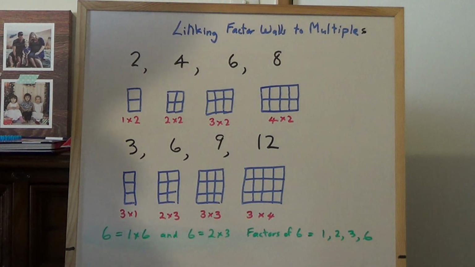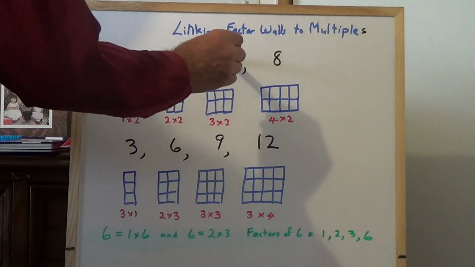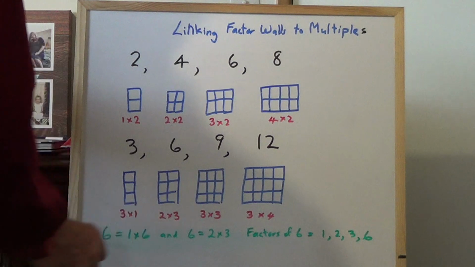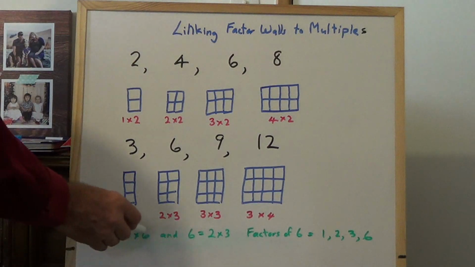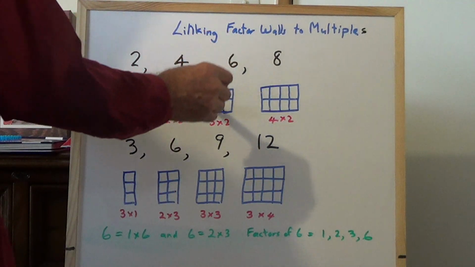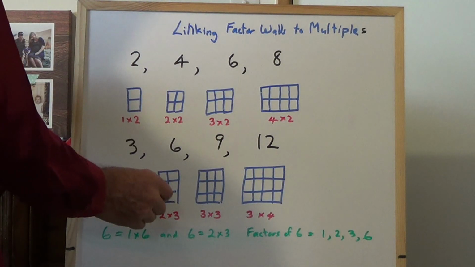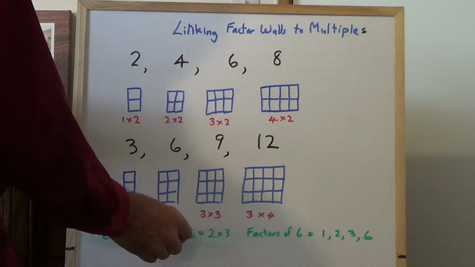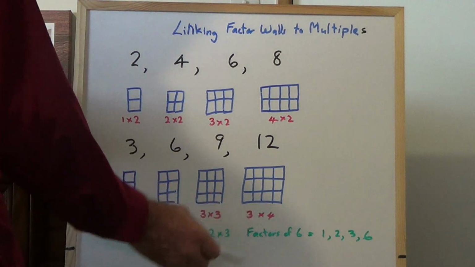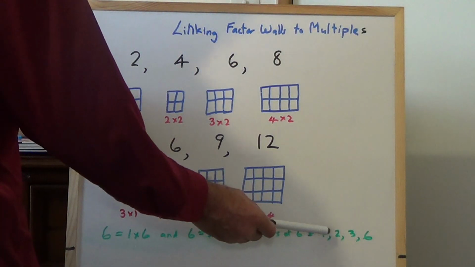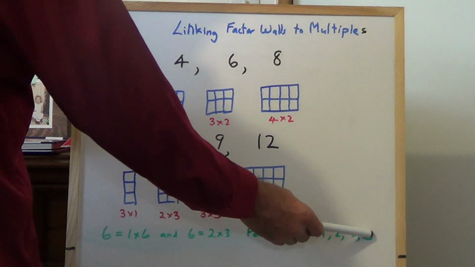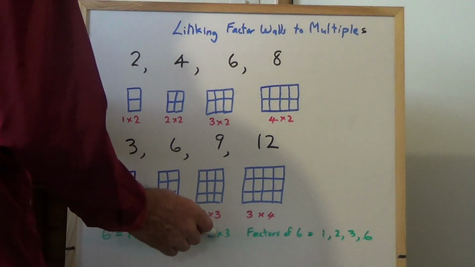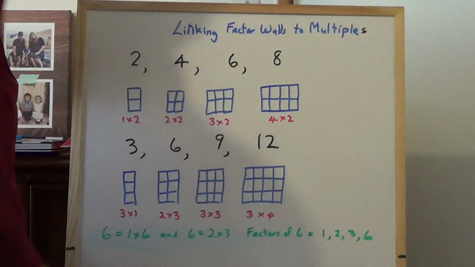Now, we have a look at 6. There's 6 over there, and there's 6 there. Now we know 6 is equal to 1 times 6, but you see in this diagram, it's 3 times 2, and over here it's 2 times 3. So 6 is also equal to 2 times 3. So the factors of 6 are 1, 2, 3, and 6.